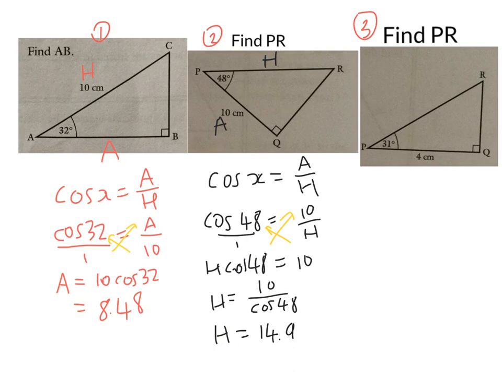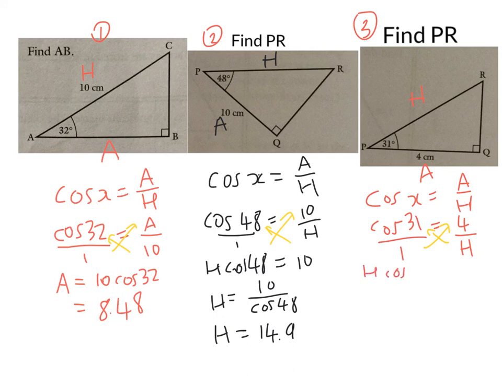Number 3. We know 4 centimeters, it's adjacent to the angle, and we want to work out PR, which is the longest side opposite the right angle, so it's H. So we have cos x equals adjacent over hypotenuse, cos of the angle, which is 31, adjacent is 4, and hypotenuse is H.